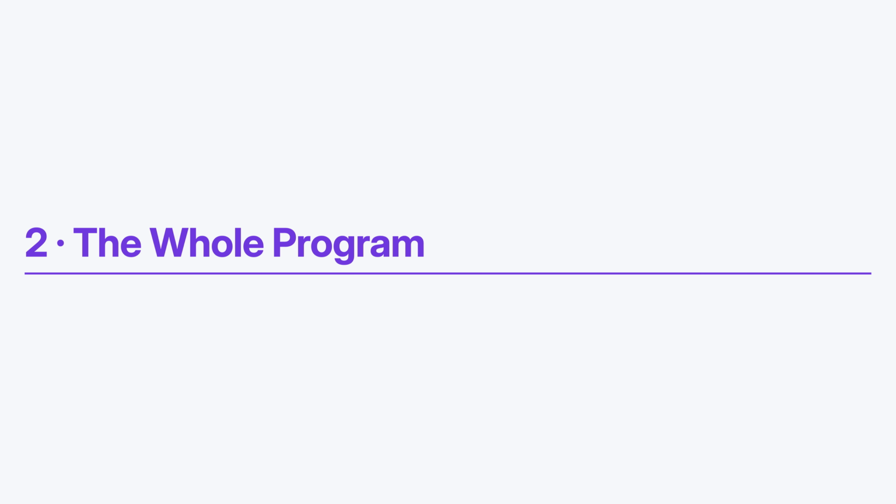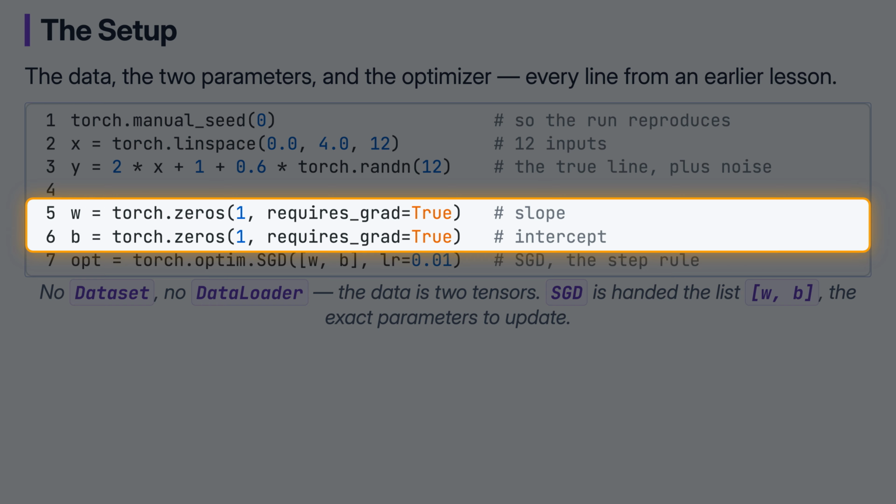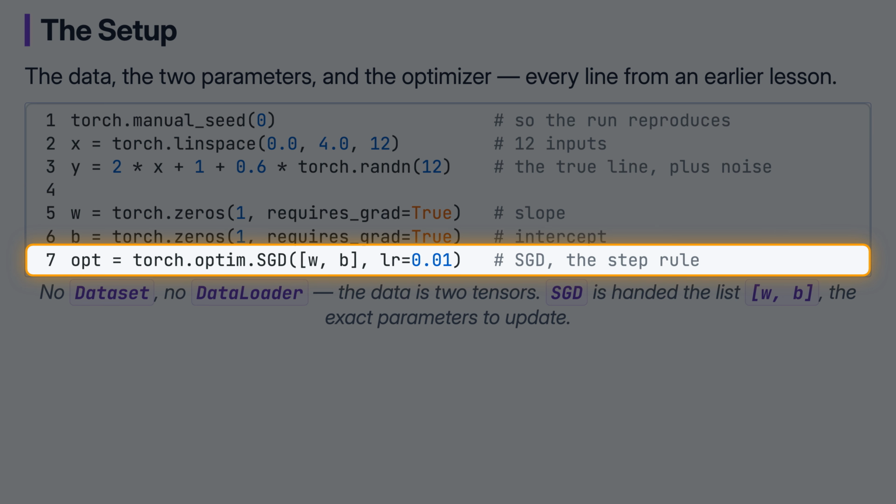Now the whole program, the data, the parameters, and the loop. First, the data. We build 12 points from the true line y equals 2x plus 1, then add noise. The noise is what makes the points scatter. Next, the 2 parameters, w and b, both plain tensors, both starting at 0. And SGD, the optimizer, handed the list of w and b, no dataset, no DataLoader. The data is just 2 tensors.